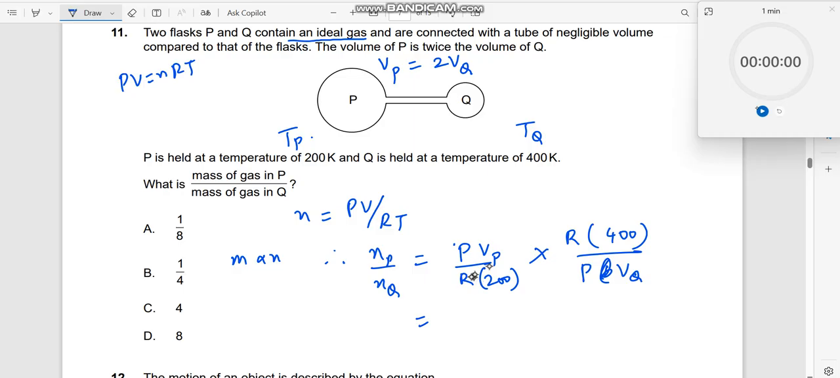So what I will do is, I'll first cancel those. R is not required. P also cancels over here. So VP is equal to 2 times VQ, divided by 1, multiplied by, here I had a 2 and here I had a VQ over here. VQ also goes away. So the answer is 4. Okay, so the answer is 4, option C. Let us move on to the next.